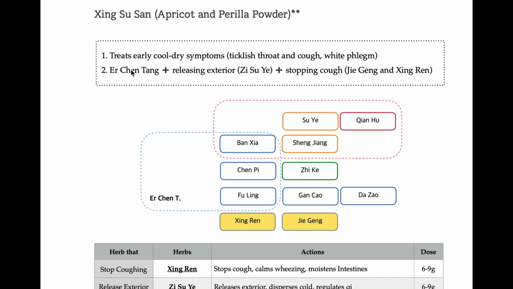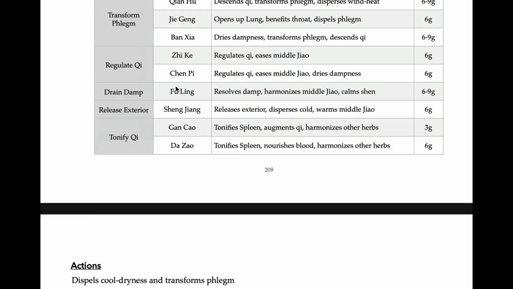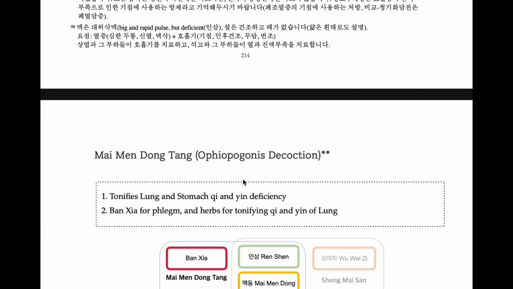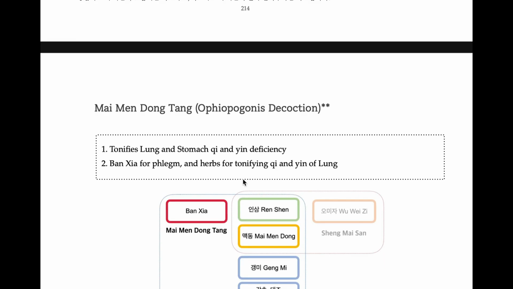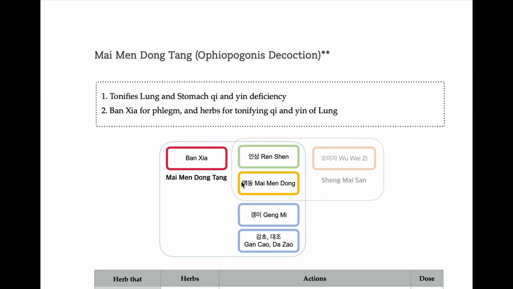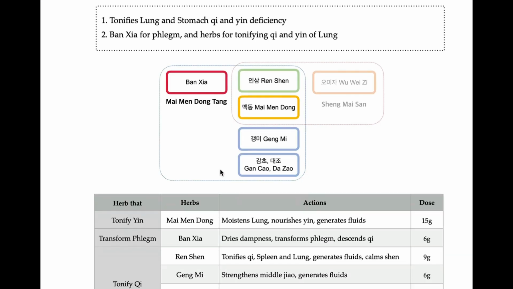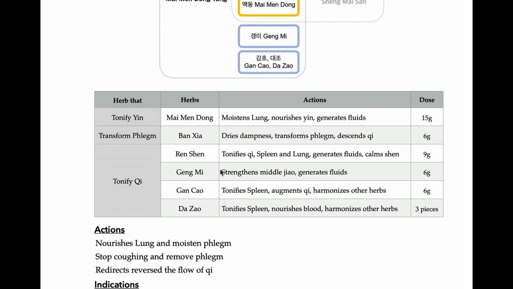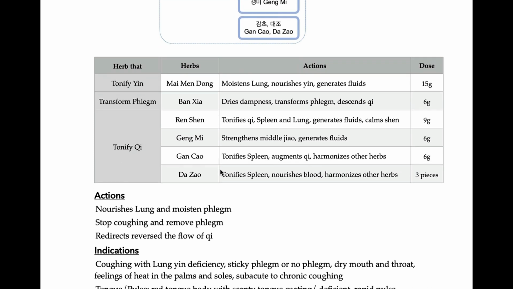There is 싱수산. 싱 is apricot seed, and 수 is perilla leaf. So for mild early stage, 마이멘동탕 is a commonly used formula. It treats a variety of symptoms. 마이멘동 tonifies yin, Rensen tonifies qi and fluid, and Bansha removes phlegm. So it can treat coughing, qi deficiency, and fluid deficiency.